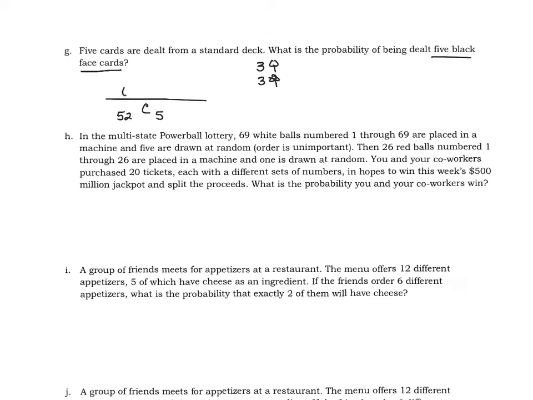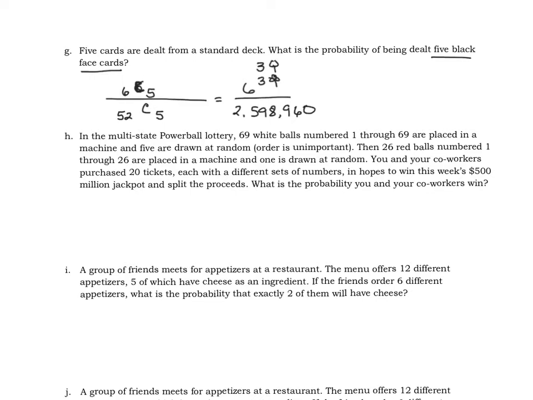for a total of 6, and we want exactly 5 of those. So I will end up with 6C5 over 2,598,960.